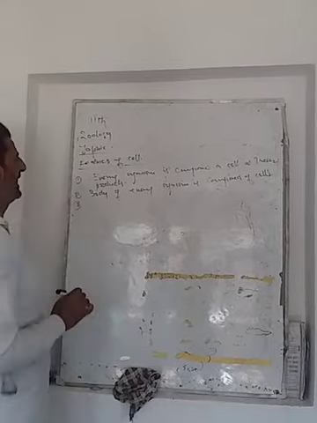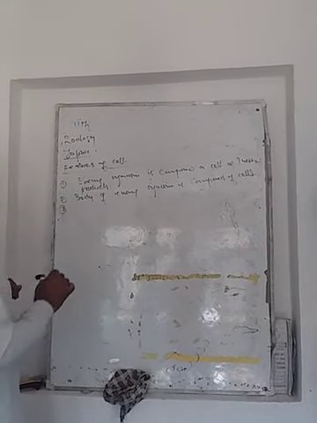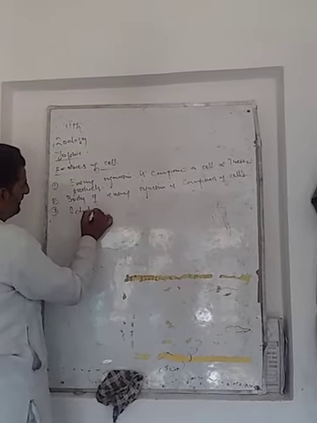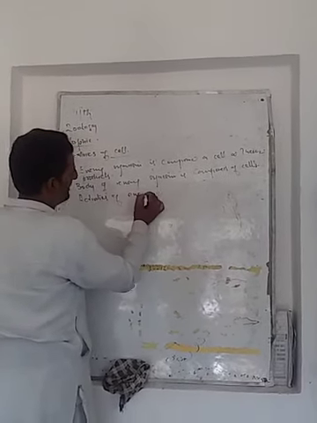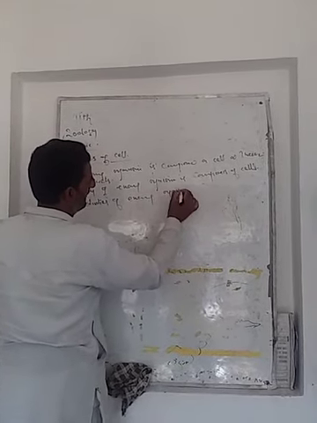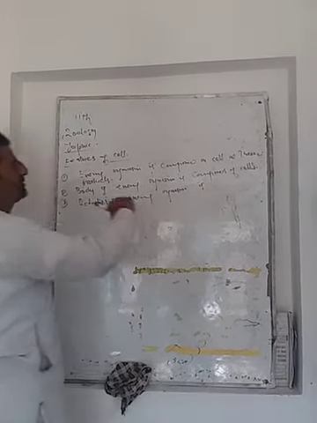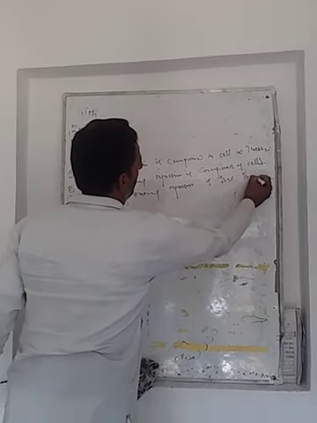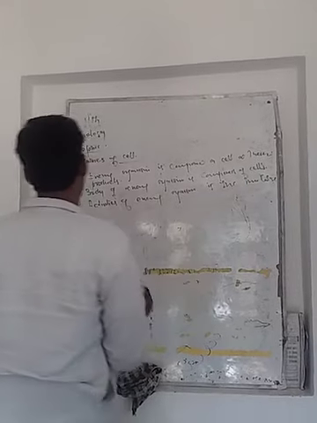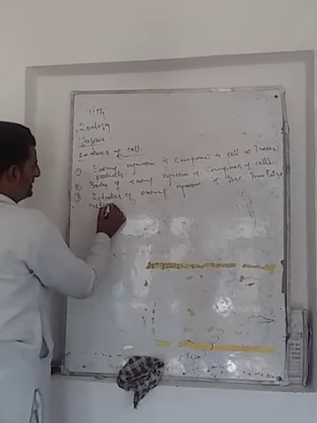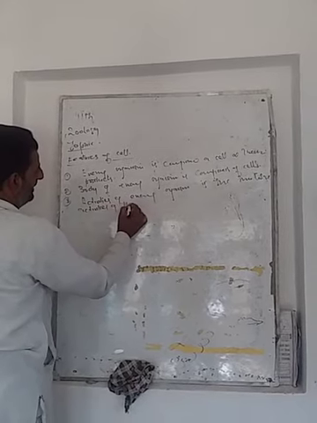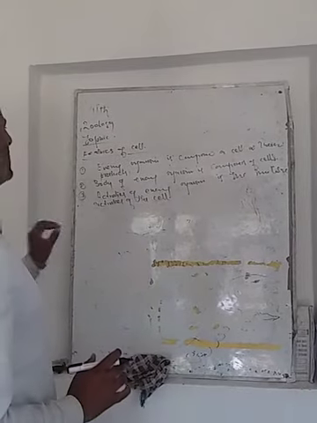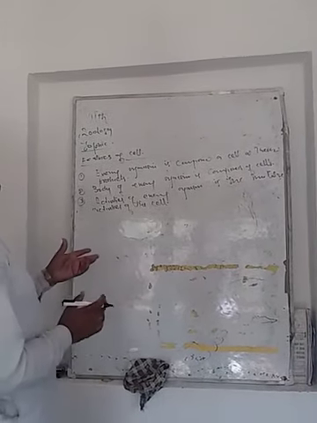The third feature is that all the activities of every organism are the sum total of the activities of the cells. I would like you to understand this. The activity of every organism is the sum total activities of the cells.